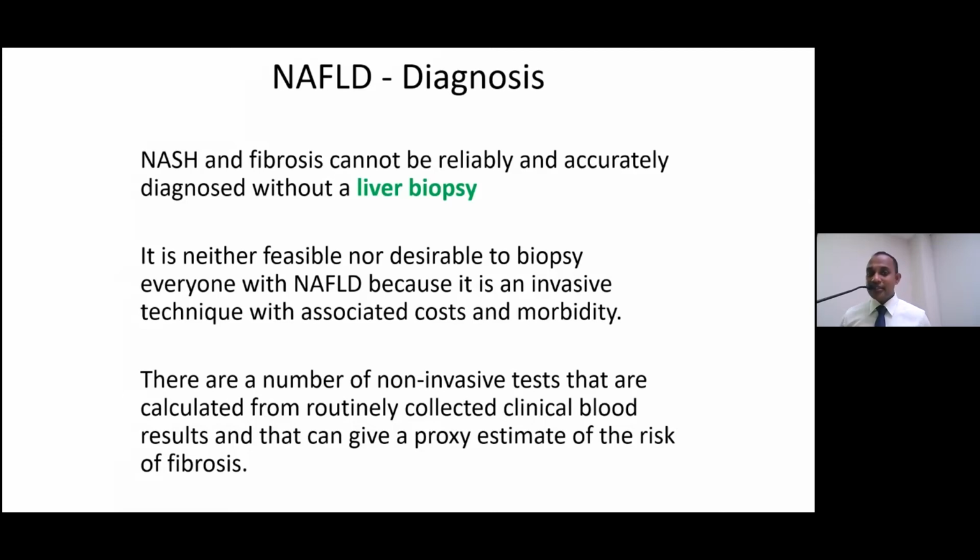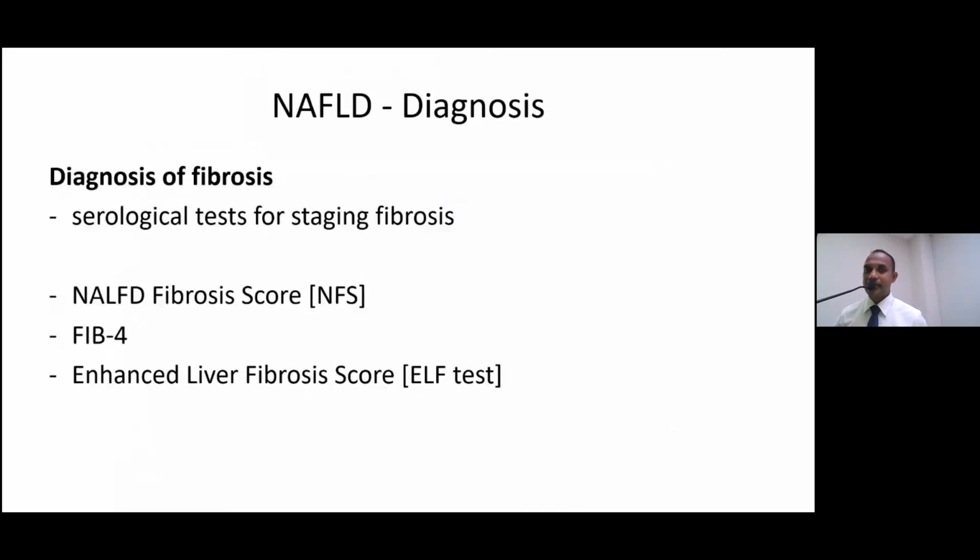So they have devised a number of non-invasive tests, calculated from routinely collected clinical blood results, that can give us an estimate of the risk of fibrosis. It's good if we can have the biopsy. If it is not possible, there should be other surrogate markers to find out the likelihood of fibrosis. So that's what we are going to do exactly.